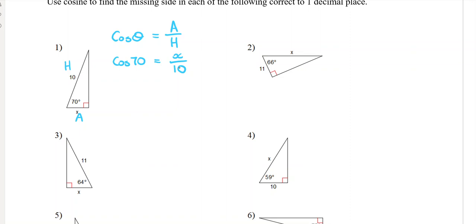Okay, now remember there are two types of questions. There is X on top, which is this one, and there's X on bottom. If X is on the top, all you have to do to get the X by itself is multiply the 10 with the cos 70. Multiplying.